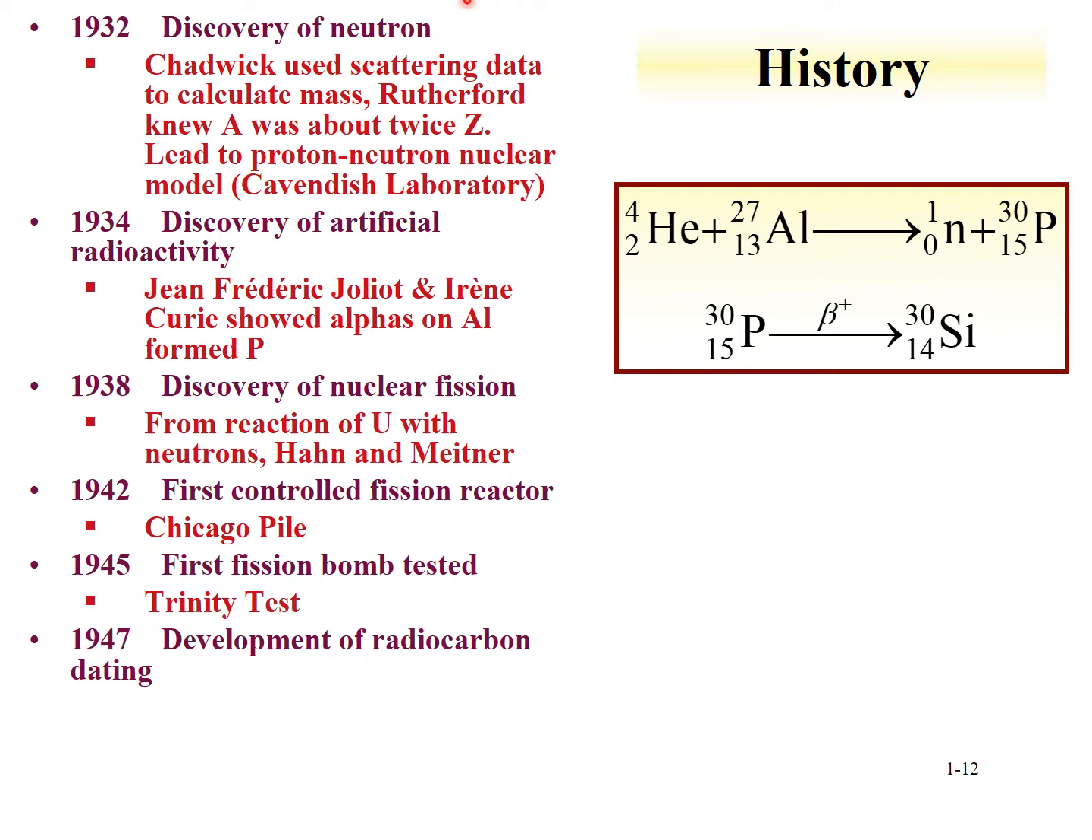In 1932, the neutron was discovered by Chadwick, and he used some scattering data to calculate the mass. This led to a proton-neutron nuclear model. Again, this is all at the Cavendish Laboratory. 1934, discovery of artificial radioactivity by the Joliots and the Curies, again, the child of Pierre and Marie Curie, getting involved in the same sort of research.